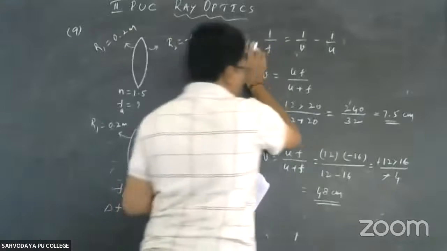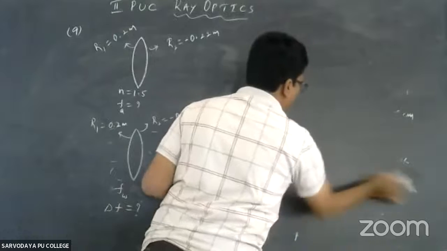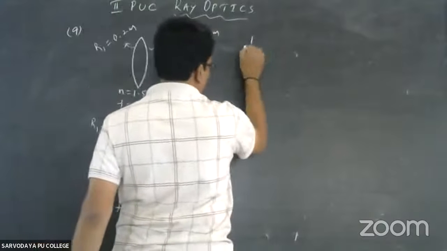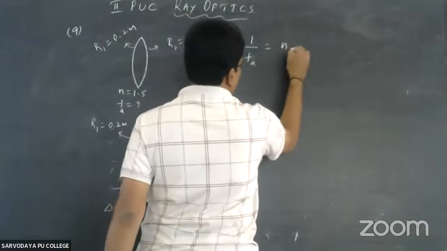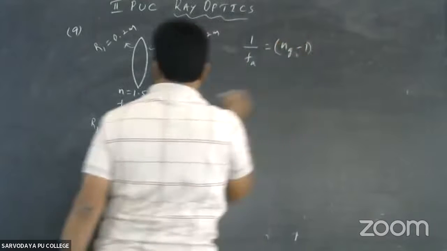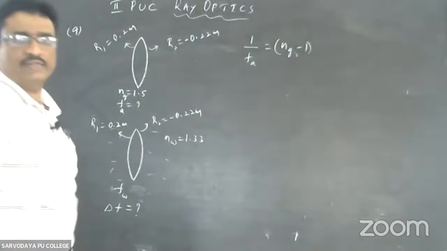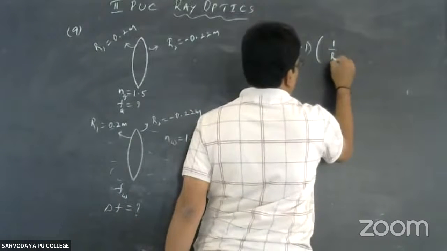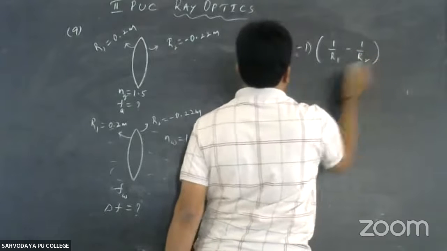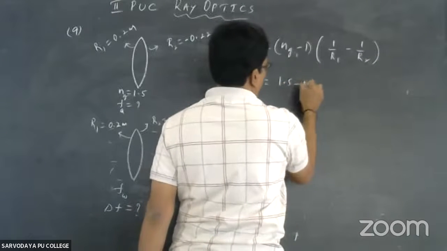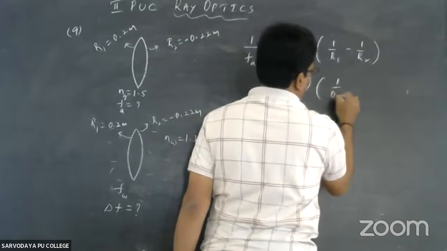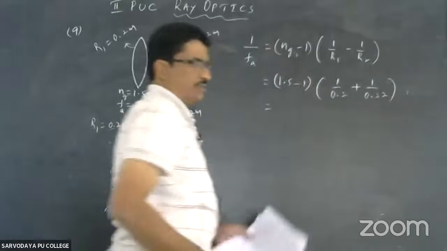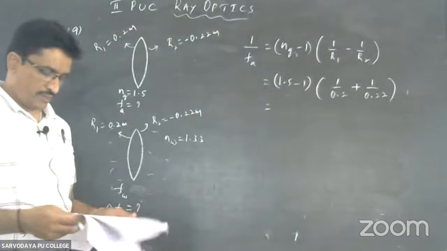But for working out this, first of all, you have to consider the first one, the focal length in air. And already you know it is n_g minus 1. I use n_g itself, refractive index of the material of the lens, into 1 over R1 minus 1 over R2. Therefore, it is 1.5 minus 1, 1 by 0.2 plus 1 by 0.22. This is for the first part of the problem.